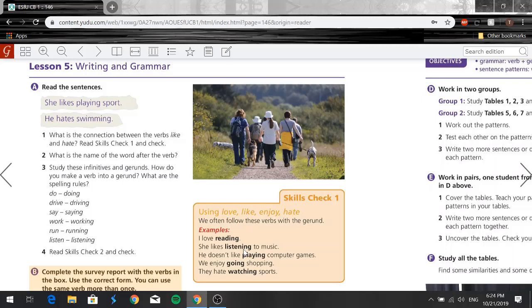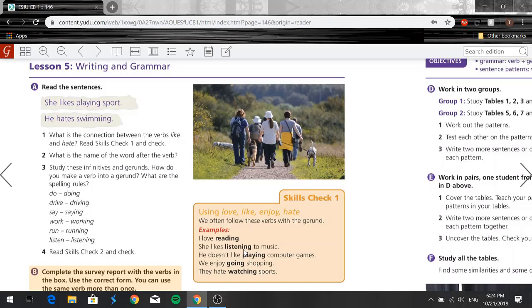All right, 3, study these infinitives and gerunds. How do you make a verb into a gerund? What are the spelling rules? Alright, so let's take the word do, you guys, for example. If I want to add ing to do to turn it from a verb to a gerund, what am I going to do? I'm going to have to add ing, yes. So do, I'll simply add ing, okay?